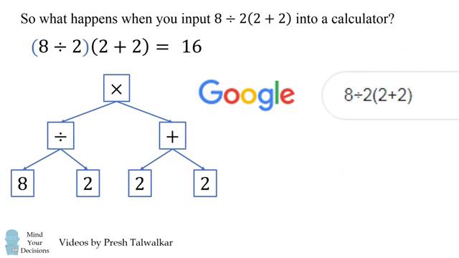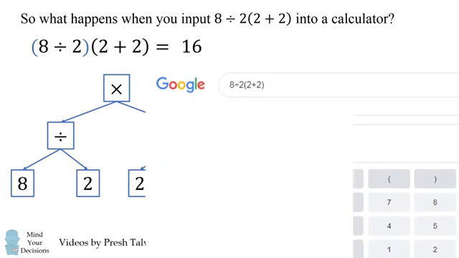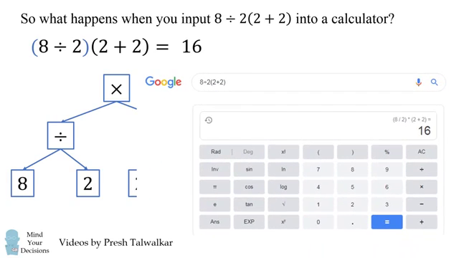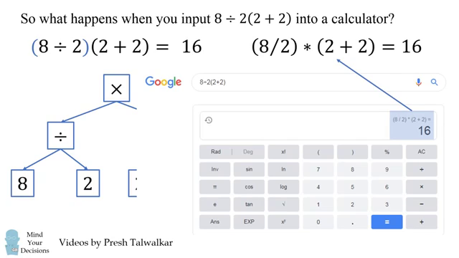Just to give you an example, let's input this expression into Google. How does it parse this expression? Well, it gives the answer of 16, and if you look very closely, it parses it exactly like the binary expression tree on the left. This is how most calculators and programming languages will interpret this expression.